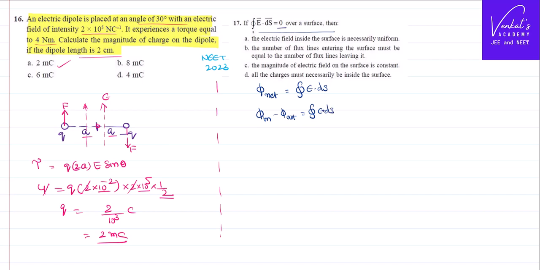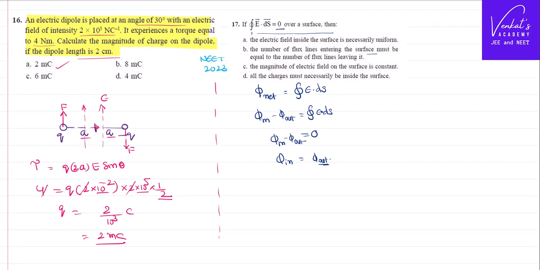But it is given that this is equal to 0. That means input minus output flux is effectively 0, so input flux equals output flux. This is possible only when the number of electric field lines entering the surface is equal to the number of lines leaving the surface, because flux is a measure of the number of lines. If the number of lines entering equals the number of lines exiting, the flux inside is equal to the flux outside. That's the correct answer for the problem.